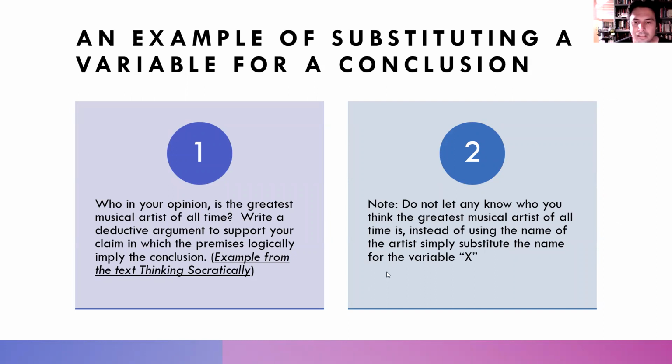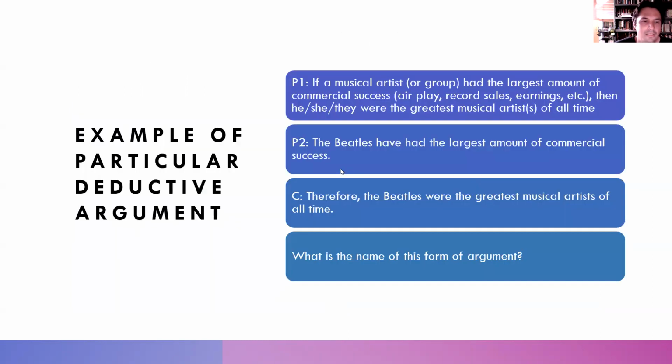And one more thing. For this, do not let anyone know. Think about who you think the greatest musical artist is of all times. Do not let anyone know who you think the greatest musical artist is of all times. And instead of using the name of the artist or the group, simply substitute the name with the variable x.